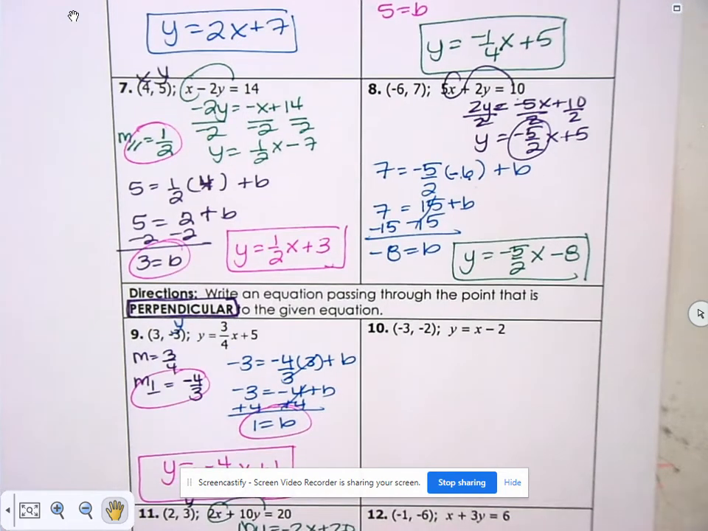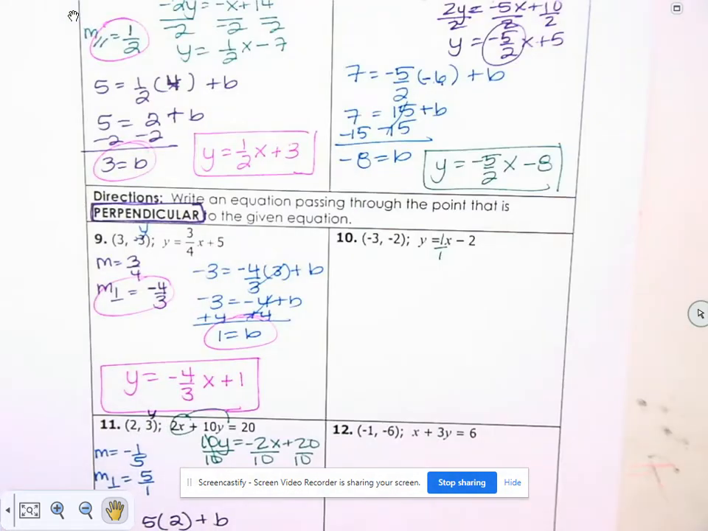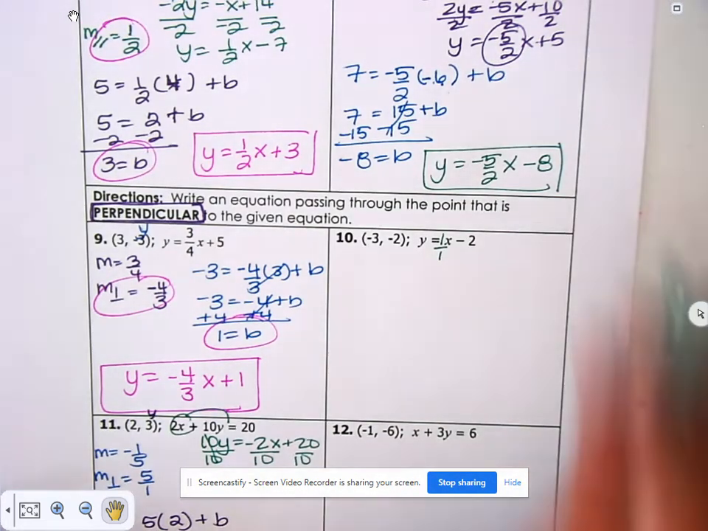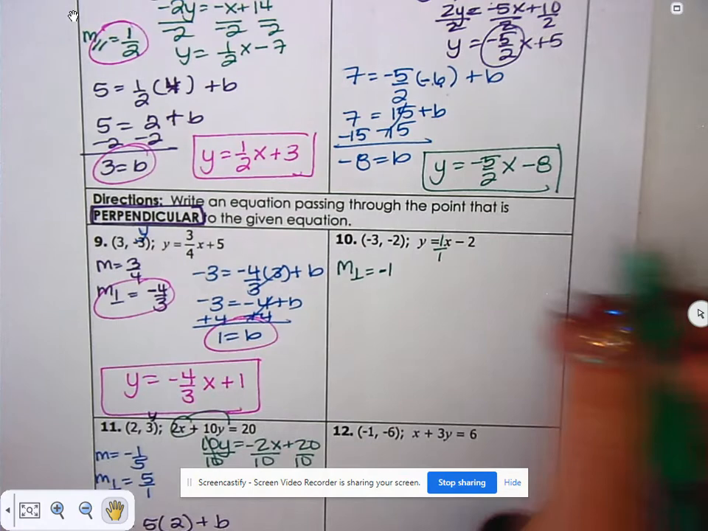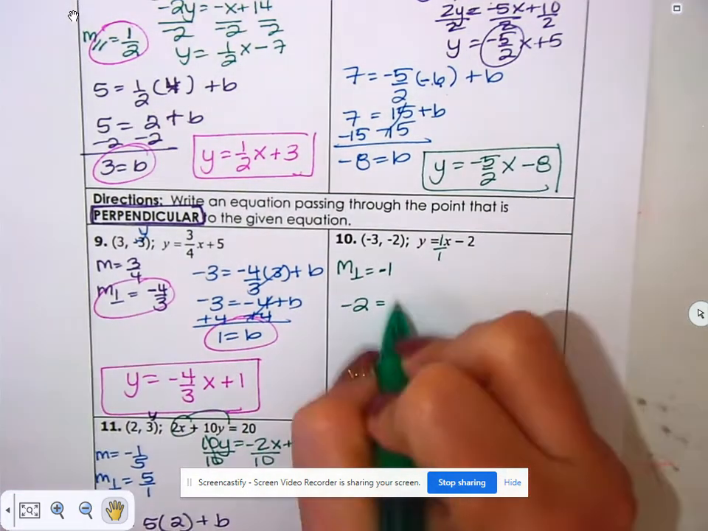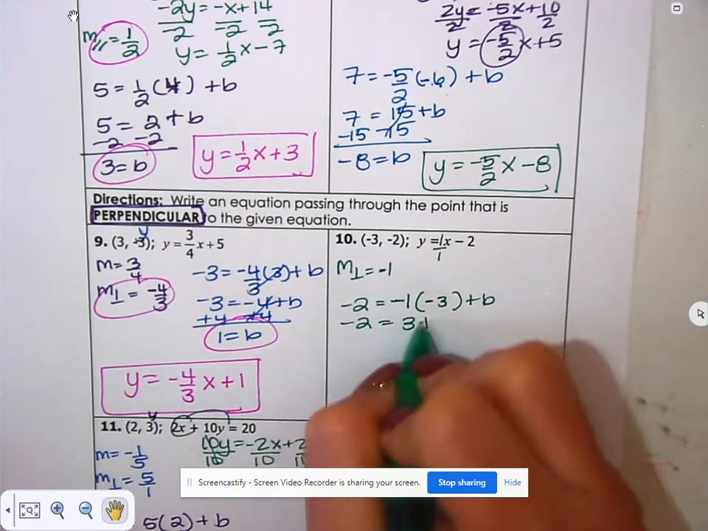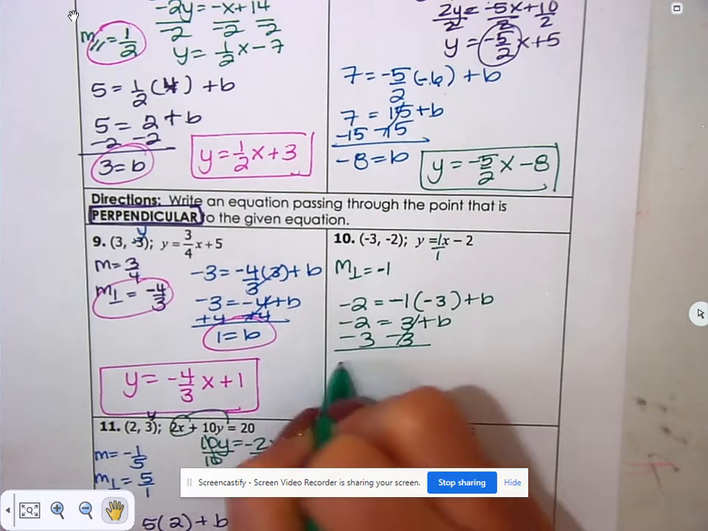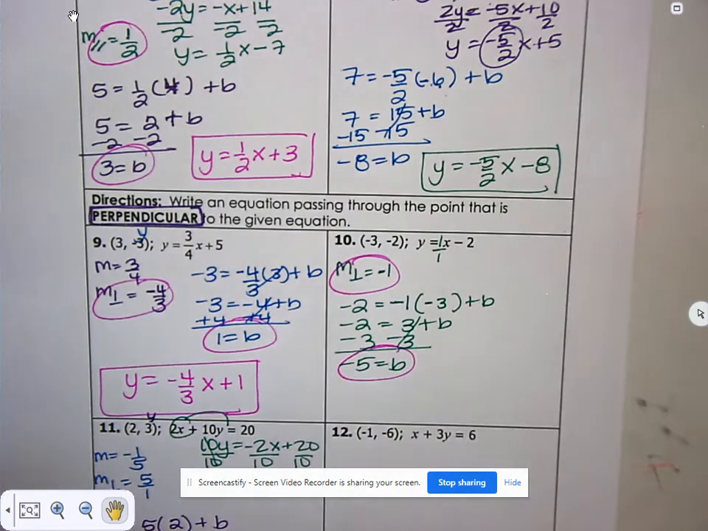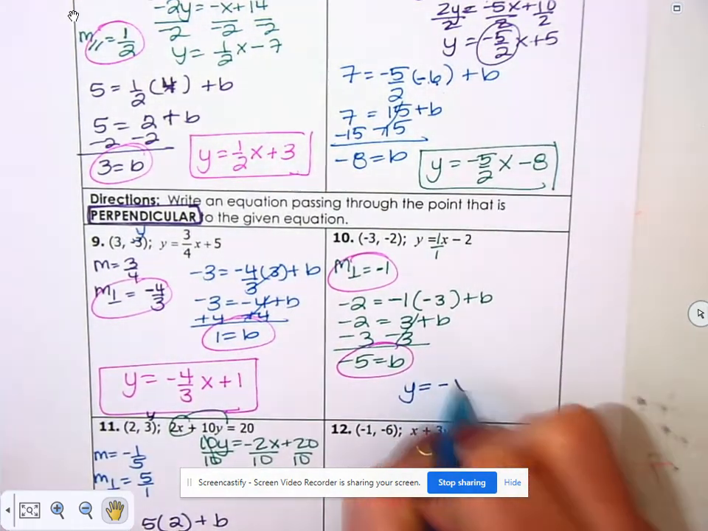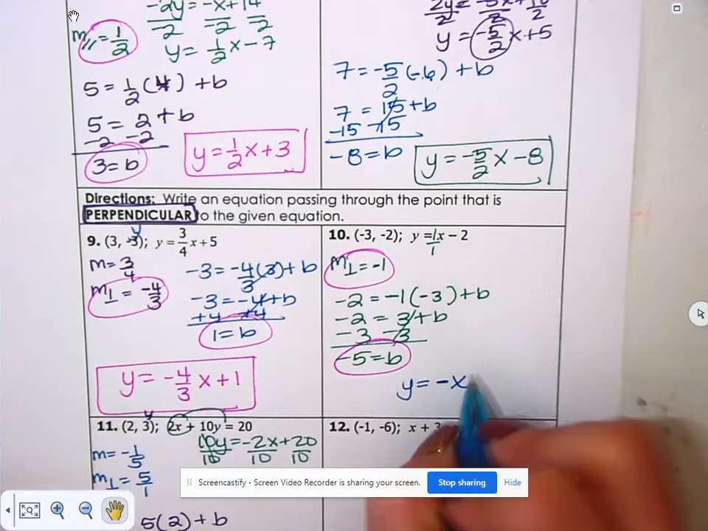All right, so then 10 and 12 are perpendicular, which means we've got to flip our slope. Okay, so right here, our slope is 1/1. So if I flip that, it's going to be -1/1. Okay, so our perpendicular slope is -1. So y is -2. Our m is -1 times -3 plus b. That gives me a +3. So that gives me a -5. So I've got my m, I've got my b. I can write my answer: y equals negative 1x, or just negative x, remember. Standard test-wise, you won't have that 1 there. It'll just be a negative x minus 5.